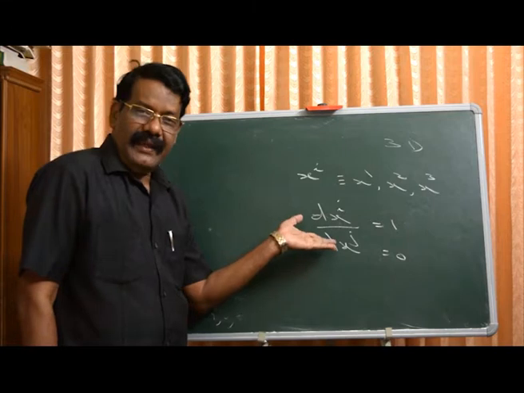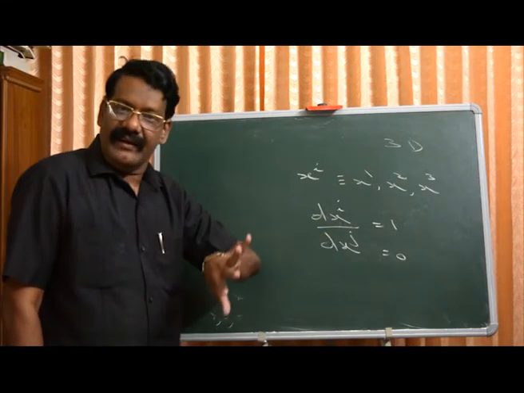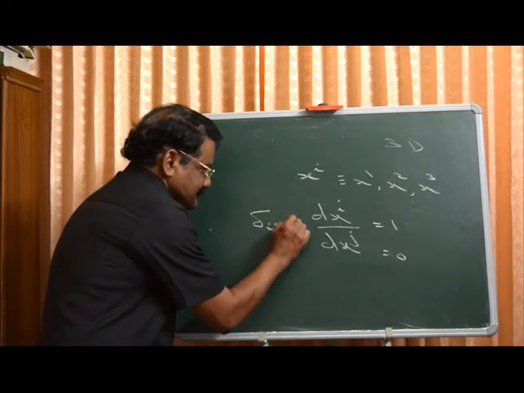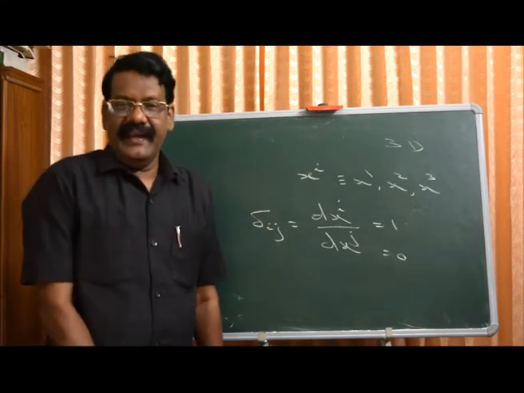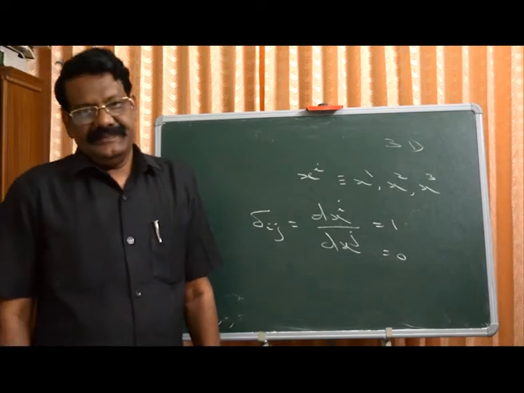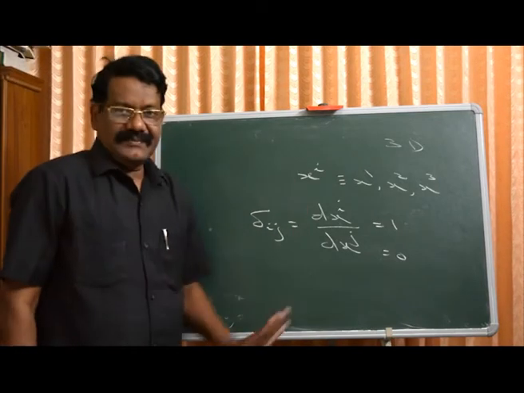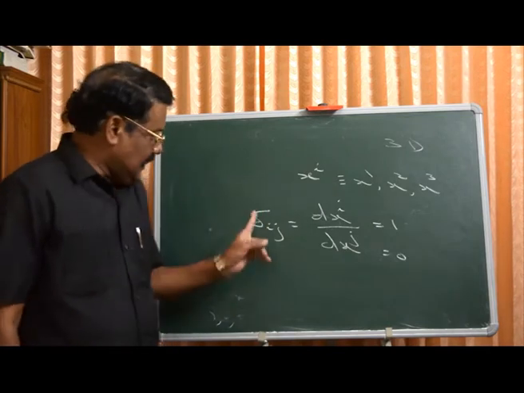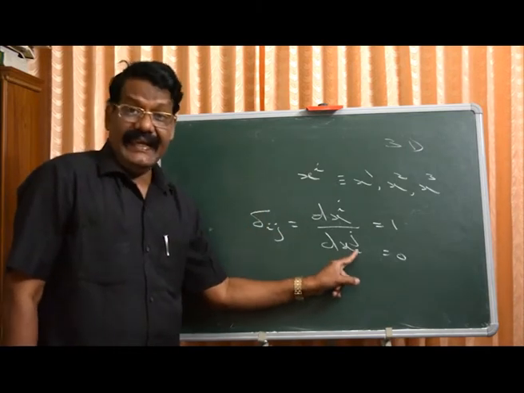This is the same property exhibited by the Kronecker delta. So delta ij can be written as dxi by dxj. This is in general true for any orthogonal coordinate system. Delta ij is equal to dxi by dxj.